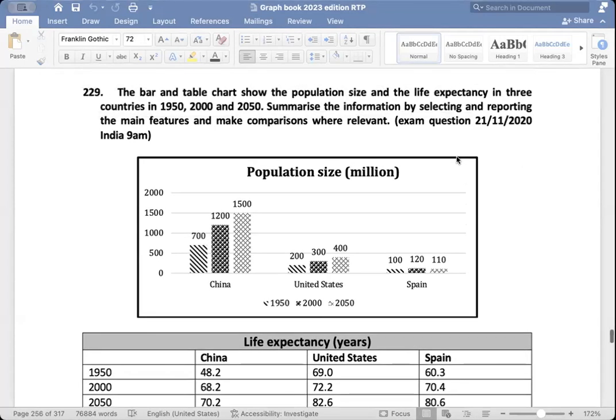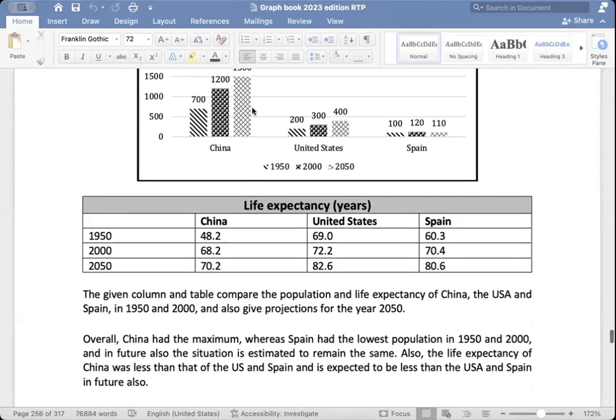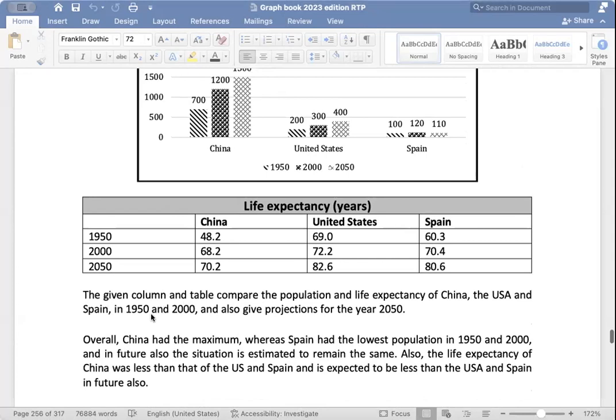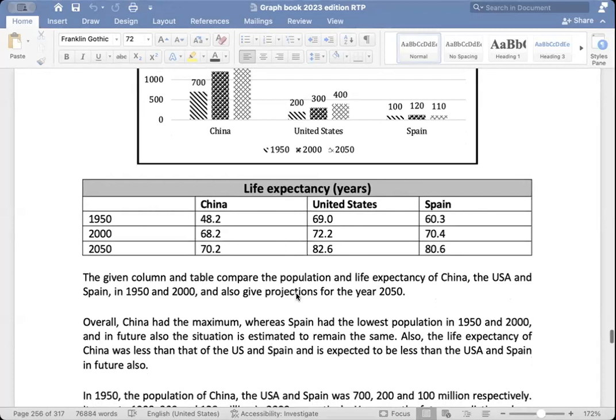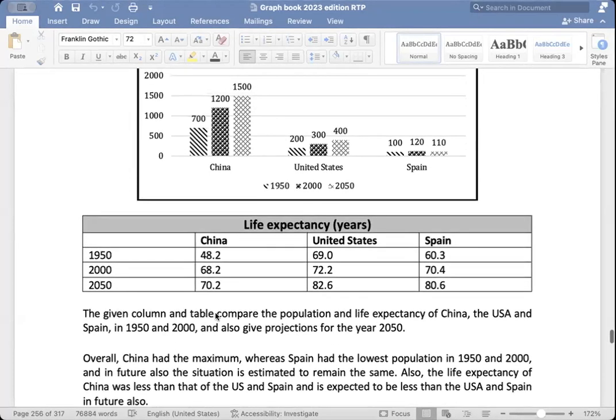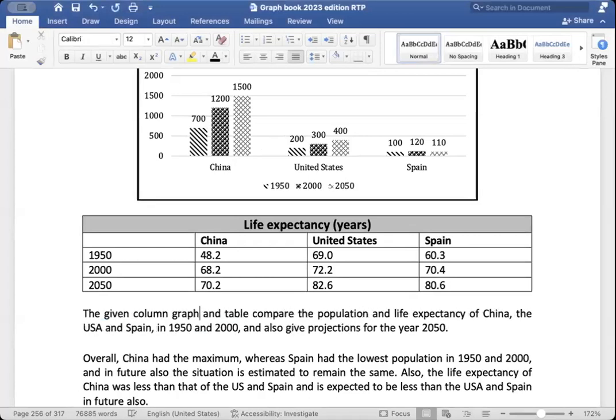Now let us see. This is 1950, 2000, 2050. How will you write the introduction? In the introduction, never write 1950 to 2050 because then everything will go in the past and 2050 is the future. So in such questions, when there's one future year given, this is the best way to write the introduction. The given column graph and table compare the population and life expectancy of China, the USA, and Spain in 1950 and 2000, and also give projections for the year 2050. So there are also projections for this year. You can write also give projections for the future, or you can write also give projections for the year 2050. Okay, you can write anyway. So you can see how to frame the intro.